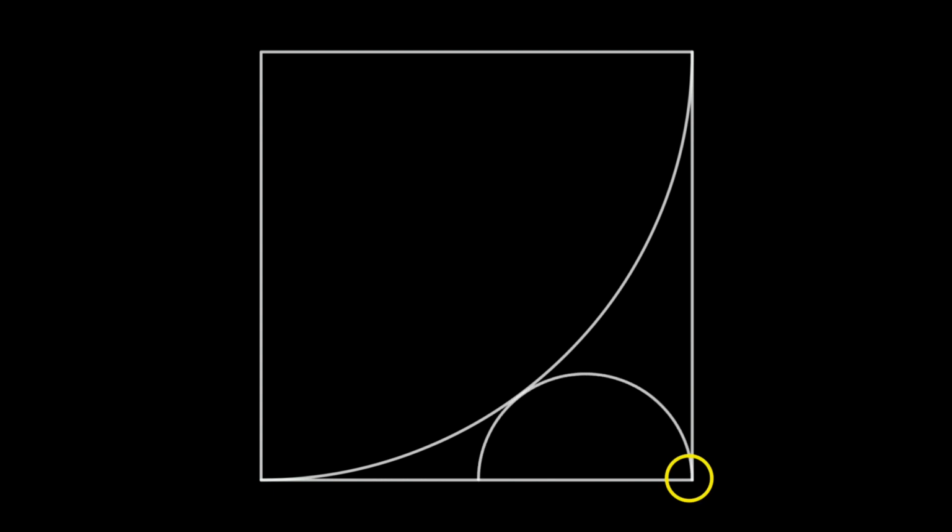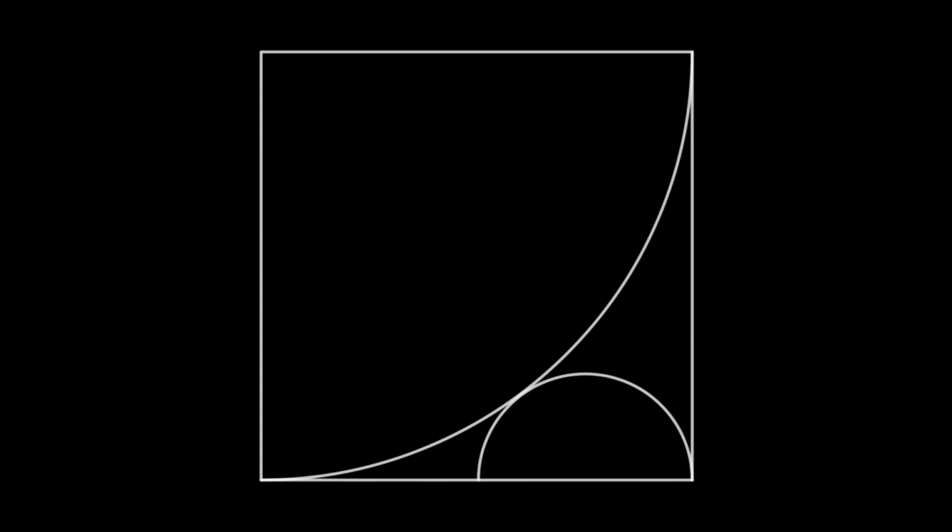So today we have an interesting geometrical problem. We take a square. Now taking the top left corner as the center, we draw a quarter circle inside it. Now we draw a semicircle so that one end of its diameter is the bottom right corner of the square and the semicircle is also tangent to the quarter circle.